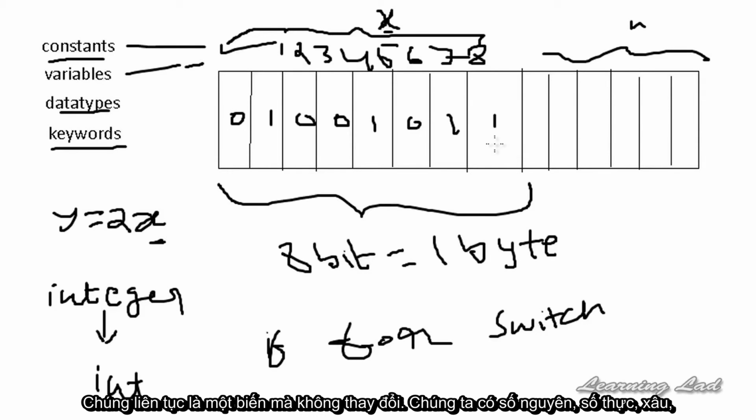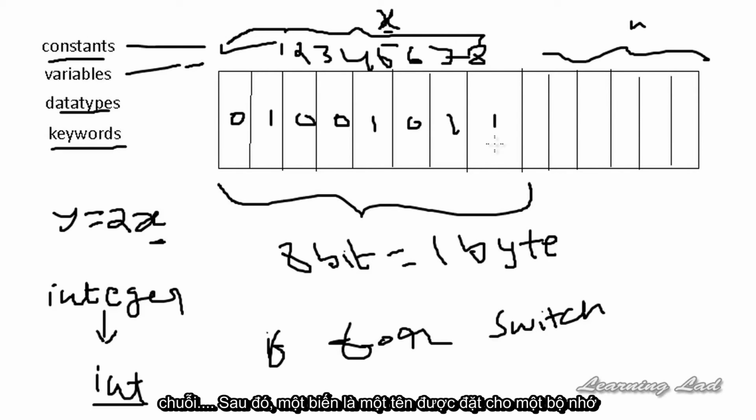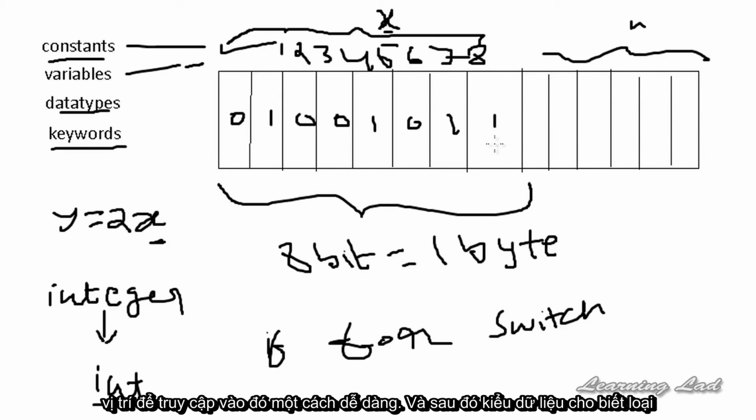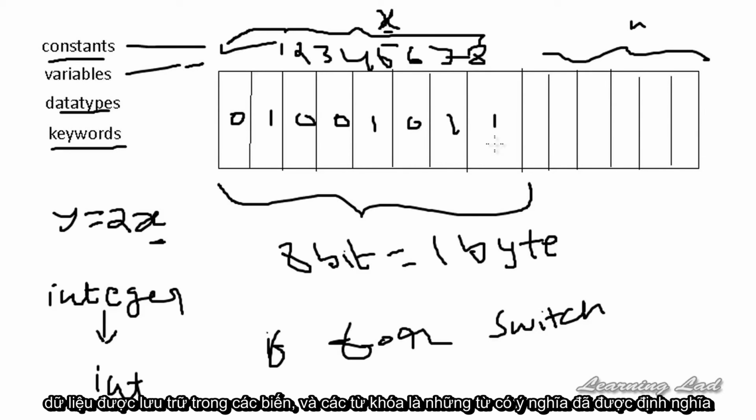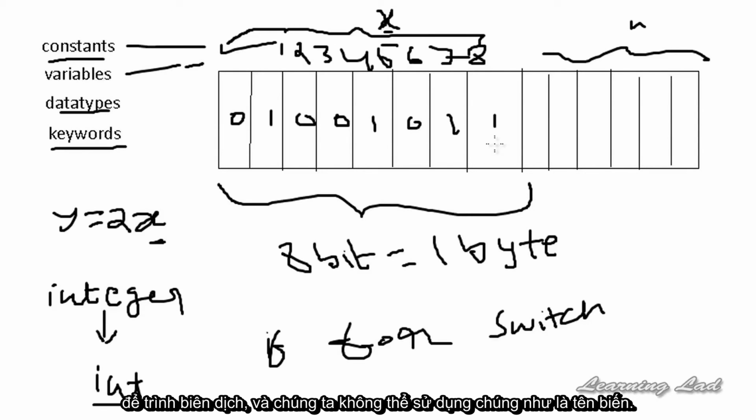Once again, a constant is an entity which doesn't change. We have integer, floating point, character, string constants. Then a variable is a name given to a memory location in order to access that easily. And then data type indicates what type of data is stored in a variable, and the keywords are the words whose meaning is already defined to the compiler, and we can't use them as the variable names.